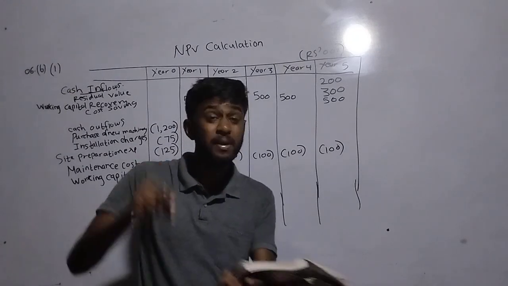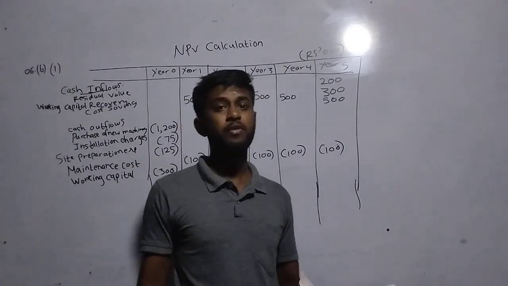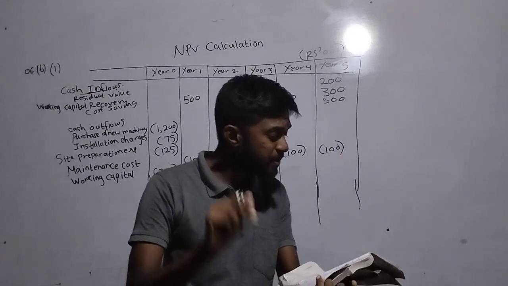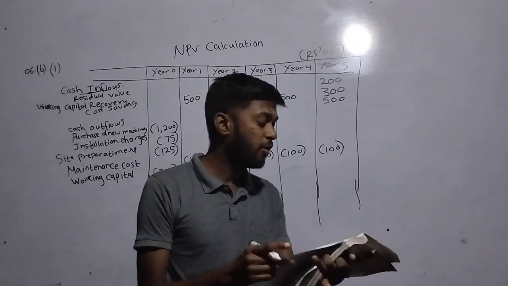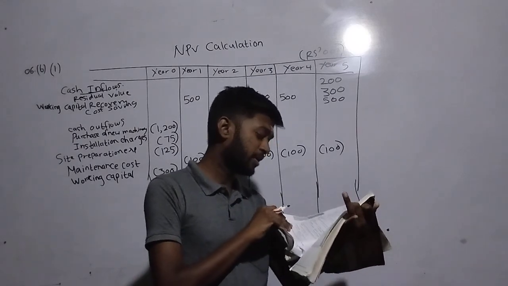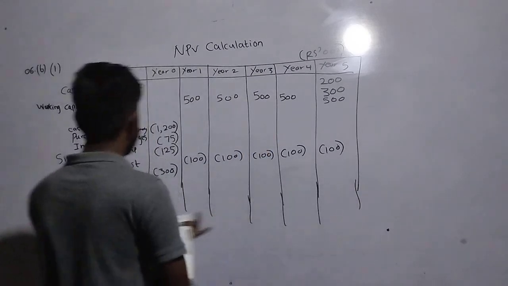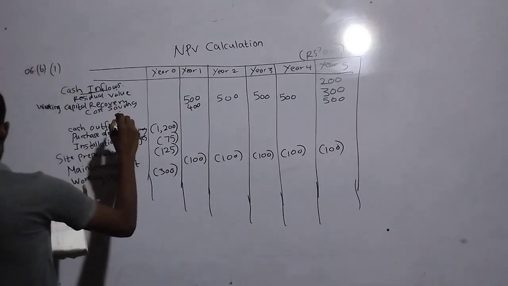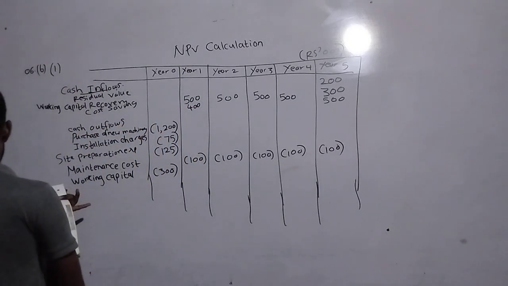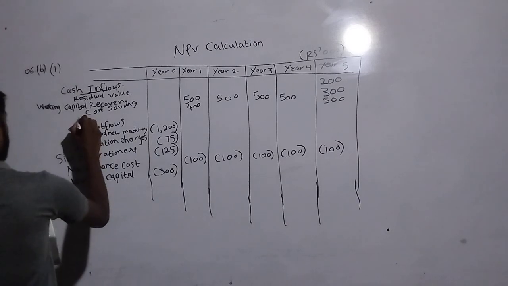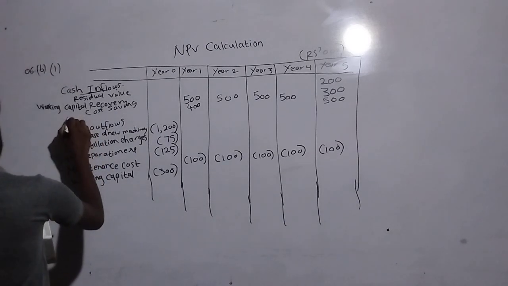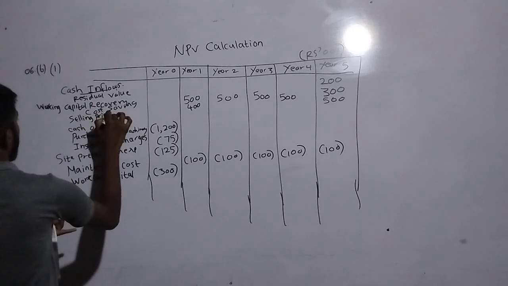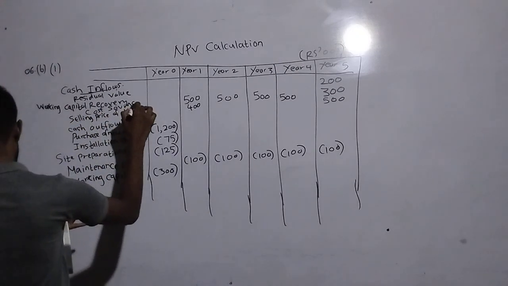Then if the new machine is purchased, it is estimated that the old machine can be sold for rupees 400,000 at the beginning of the project. Now there is no use of keeping the old machinery because you are purchasing the new machinery. So they are going to sell it at the beginning of the year. That means year 0. For how much? That is for 400,000. So you can say here 400, selling price of old machine.